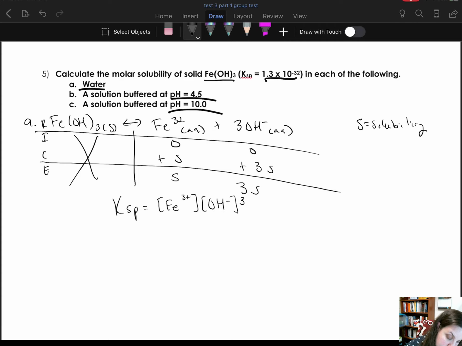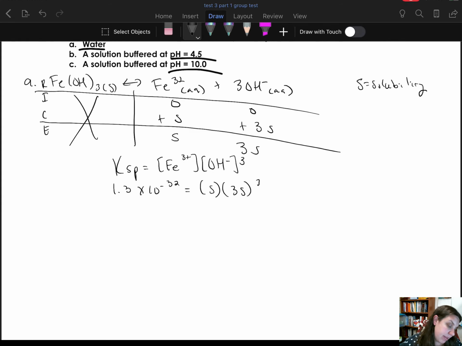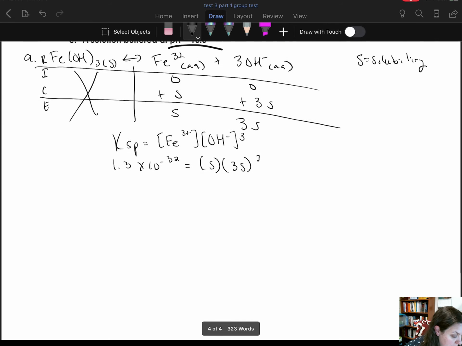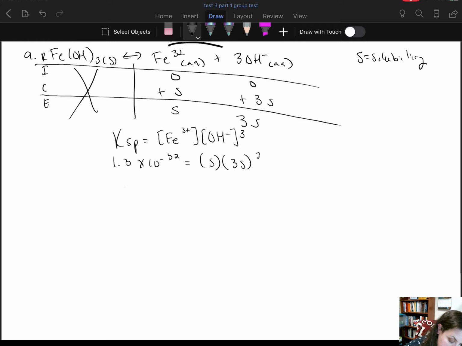And we get 1.3 times 10 to the negative 32 is equal to S times 3S cubed. And when we do this math, we get 1.3 times 10 to the negative 32 is equal to 27 S to the 4, giving us a solubility of 4.68 times 10 to the negative 9 molar.